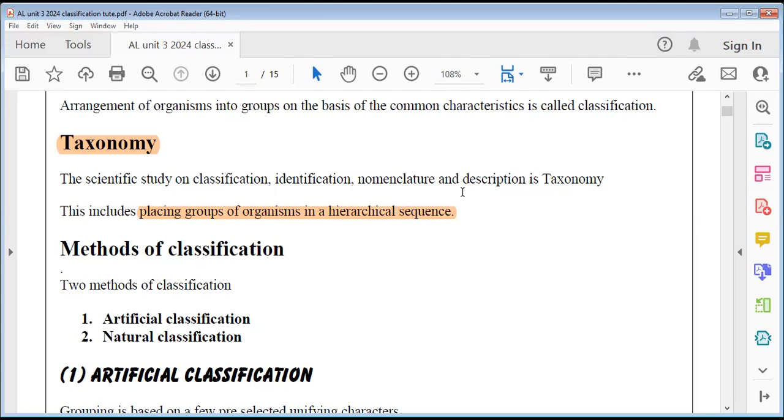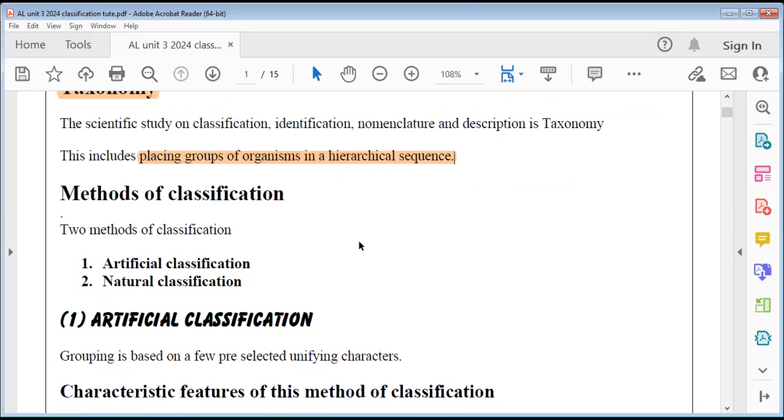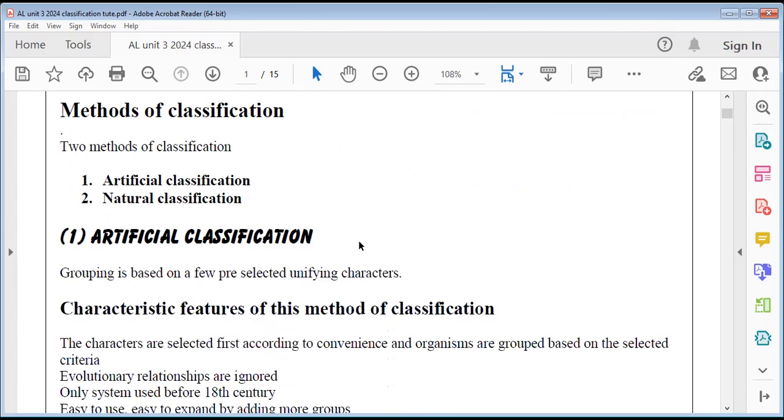Okay. Now we come to the well-known heading. There are two types of classification. What are the two types of classification?